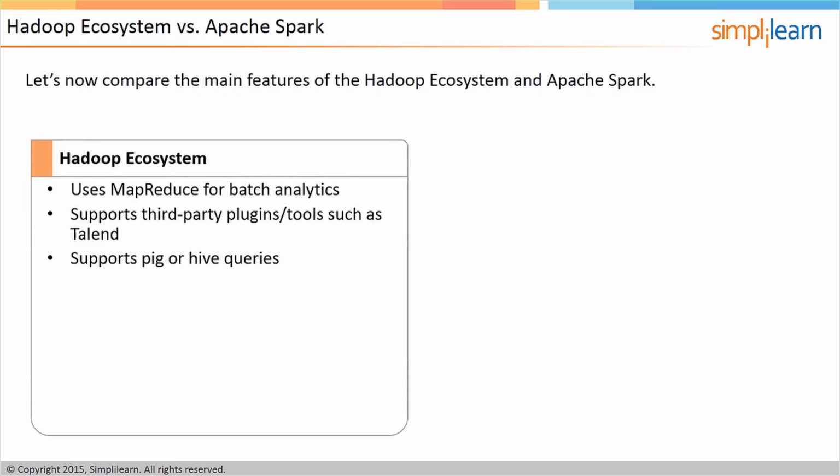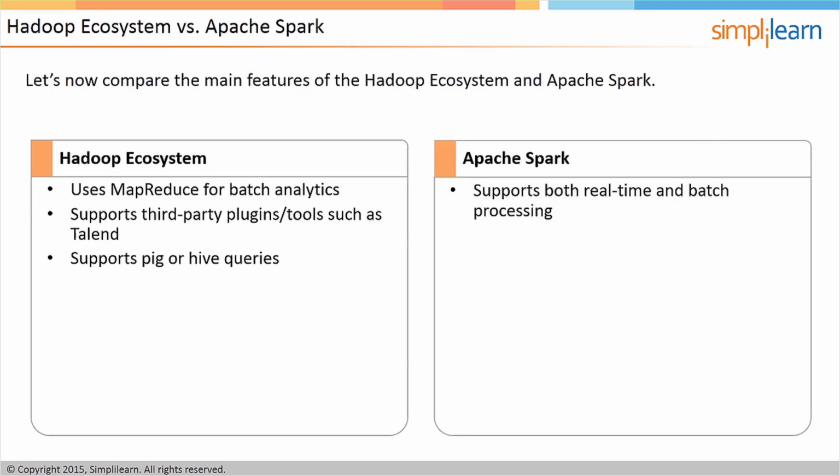The Hadoop ecosystem allows storing large files on various machines. It uses MapReduce for batch analytics that is easy as it is distributed in nature. In Hadoop, third-party support is also available. For example, by using ETL Talend tools, various batch-oriented workflows can be designed. In addition, it supports Pig or Hive queries that non-Java developers can use to prepare batch workflows using SQL scripts.